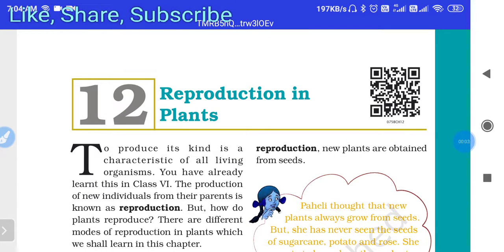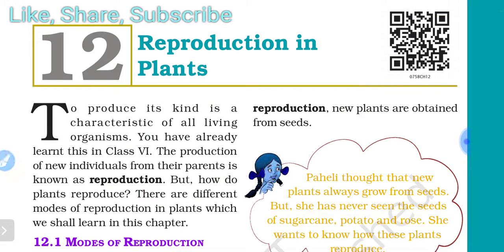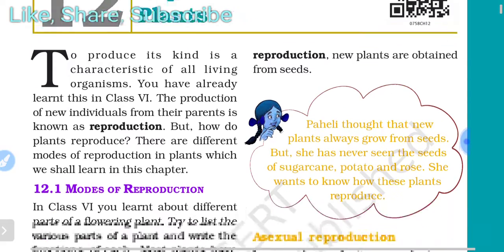So we started our new chapter already, reproduction in plants. As you know, the process of reproduction, as you read in class 6 also, to produce its kind is a characteristic of living organisms. The production of new individuals from their parents is known as reproduction. But how do plants reproduce? There are different modes of reproduction in plants. Now we shall learn this in this chapter.